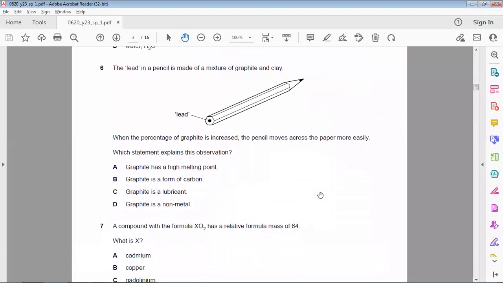Number 6. The lead in a pencil is made up of a mixture of graphite and clay. When the percentage of graphite is increased, the pencil moves across the paper more easily. Which statement explains this observation?